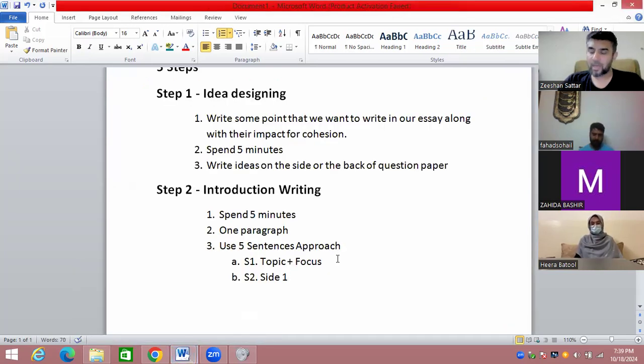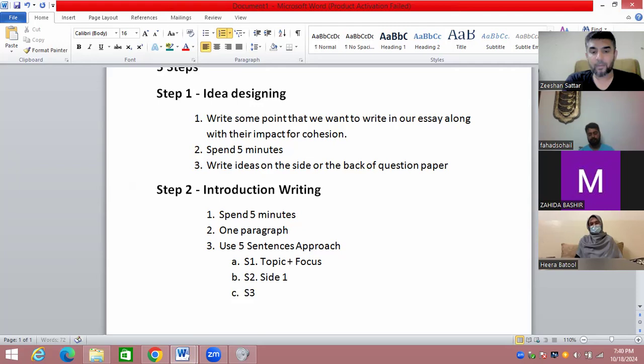If it is an advantage disadvantage essay, side 1 will be advantage. If it is a problem solution essay, side 1 will be the problem. If it is an agree disagree essay, this will be a point of the argument for agreement. If it is an opinion essay, this will contain the first argument. If it is a 2 question essay, it is the first question. Clear or not? So write sentence number 2 on side 1.